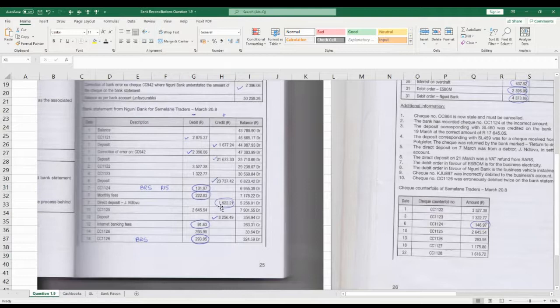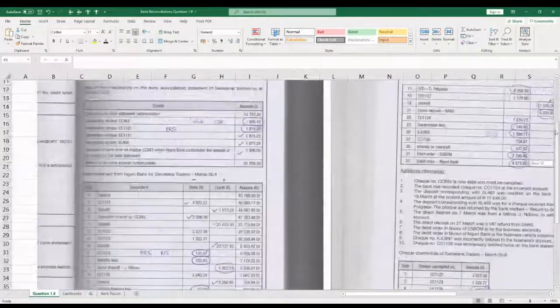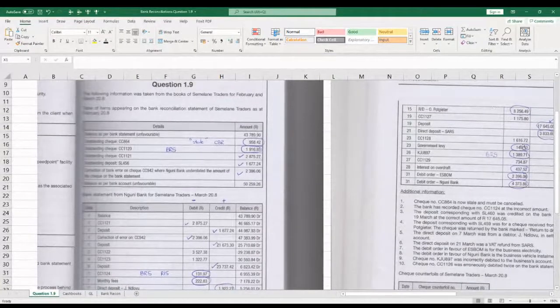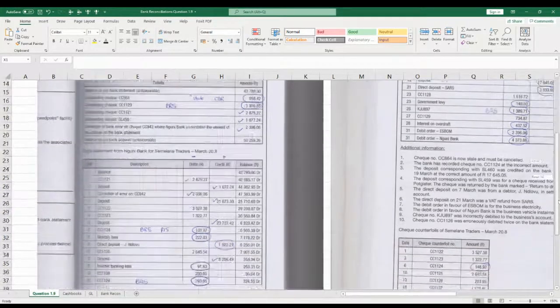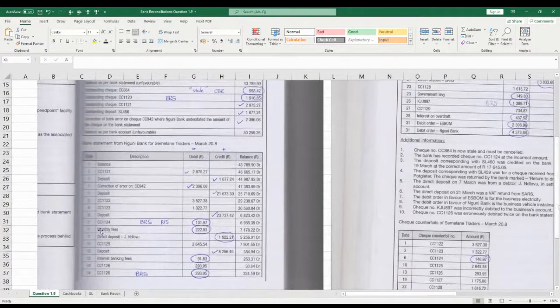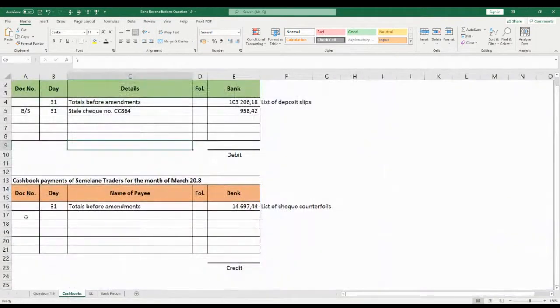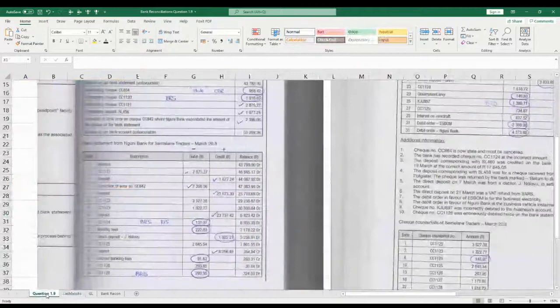Then you'll see the monthly fees has been circled, internet banking, and if you move over to the other one, you'll see there's a government levy. Okay, the interest on overdraft. So those monthly fees, government levy, that would be your bank charges. Now your bank charges, we would generally show on our cash book payments. So what we do is we show it as one line item and then we go add up all of those amounts to get to that value. So then you would tick that off.